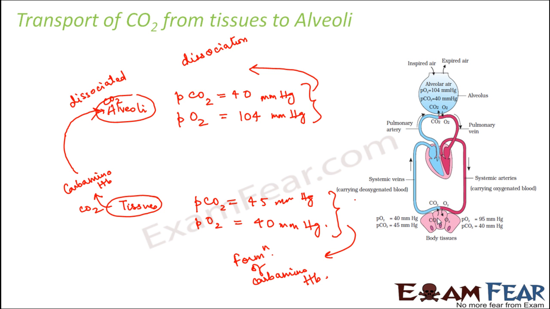So here if you see, these are the body tissues. From the body tissues, carbon dioxide will come out. Here it will be carried in the form of carbaminohemoglobin, and as soon as it reaches near the alveoli, it will get dissociated and CO2 will be released into the alveoli. So this is how transport of gases takes place.